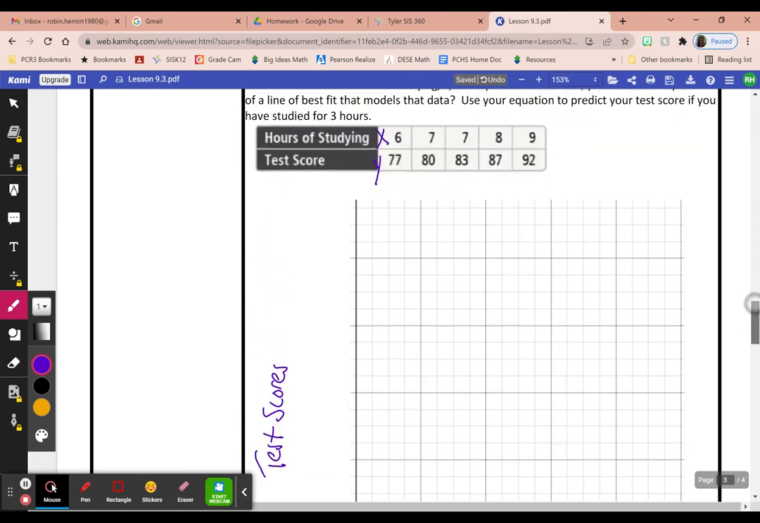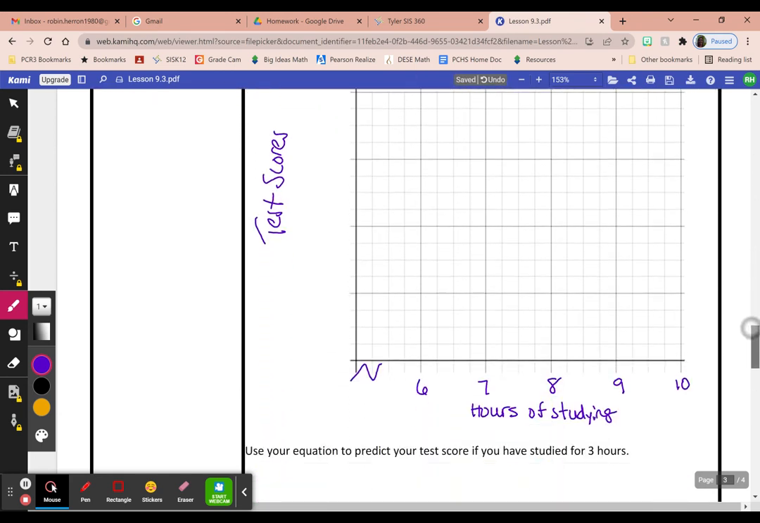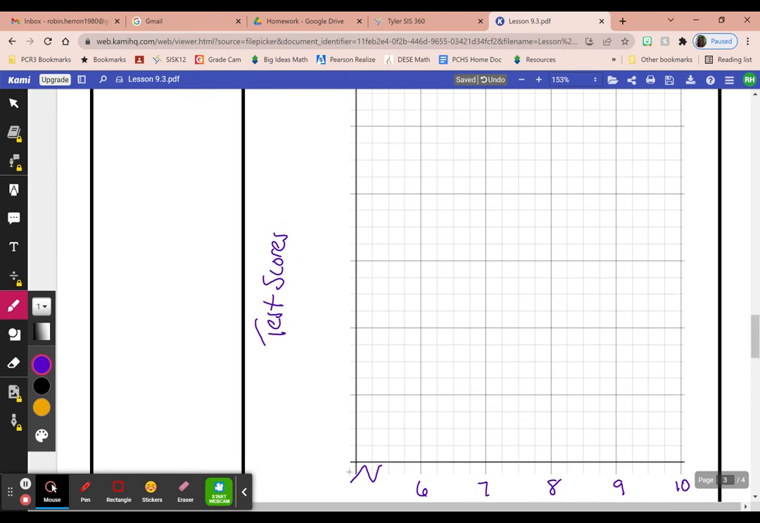All right, and then my test scores go from 77 to 92. So I'm just going to count by twos. I'm going to do a little break here. 75, 77.